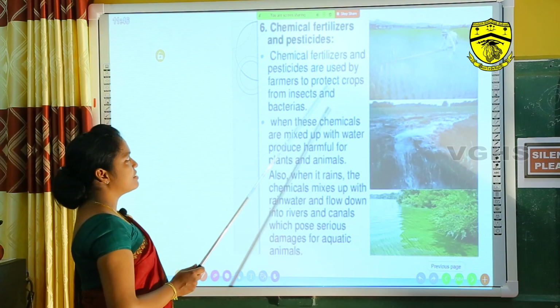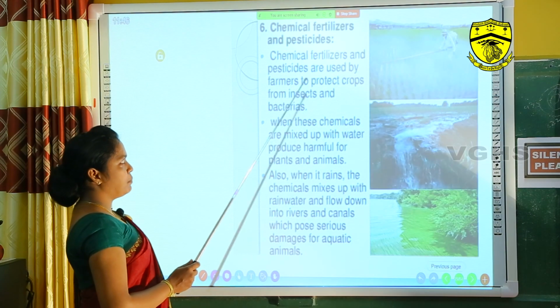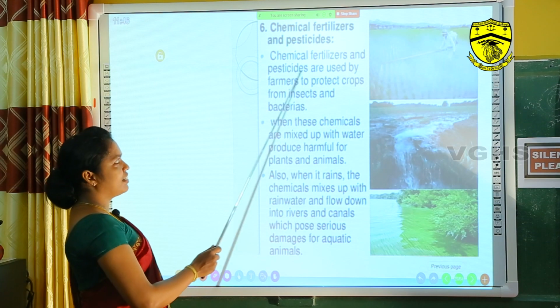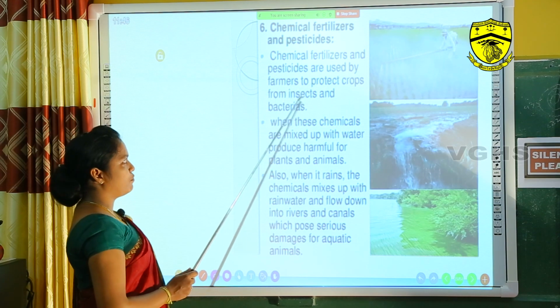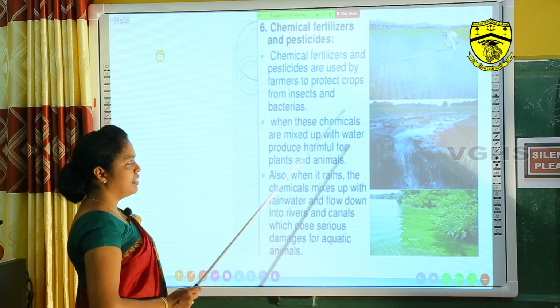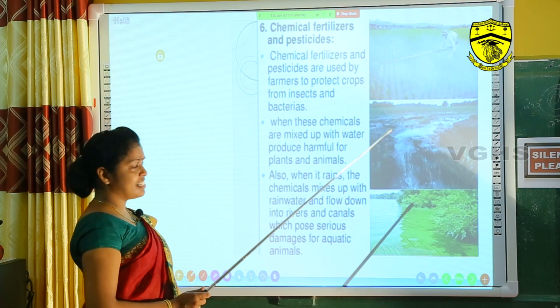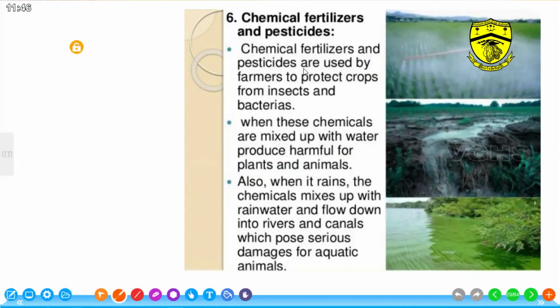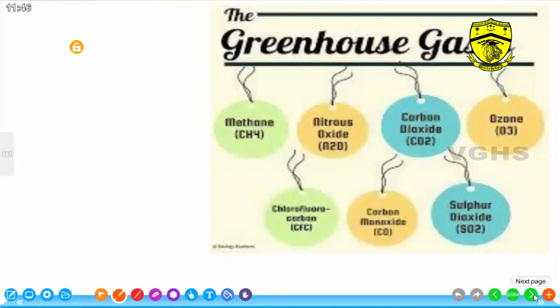Chemical fertilizers and pesticides are used by farmers to protect crops from insects and bacteria. These chemicals are harmful for our organs, our body. So you know that preventing the usage of chemicals is very important, because organic food is very important to introduce by our countries. So we continue with another part.